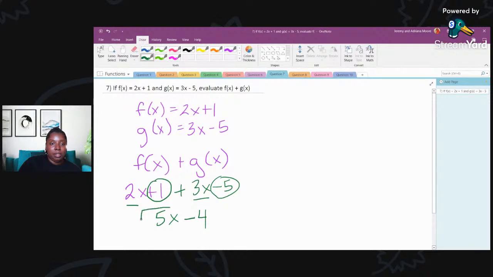Okay. So when you have something like this, it is even easier because there was no x plus 3 or 2x or anything like that. It's just take these two equations and add them together. Okay. So f of x is 5x minus 4. Yes, I can read.